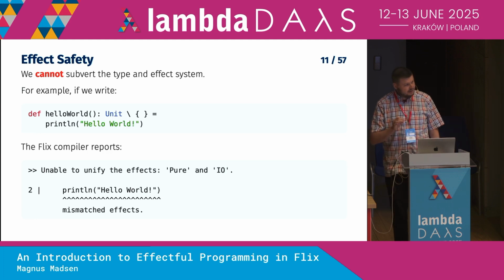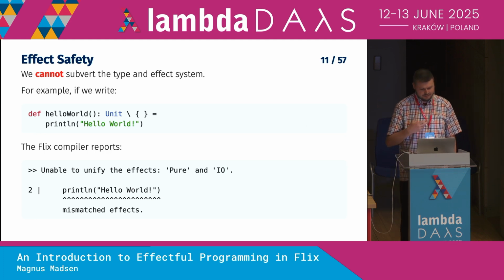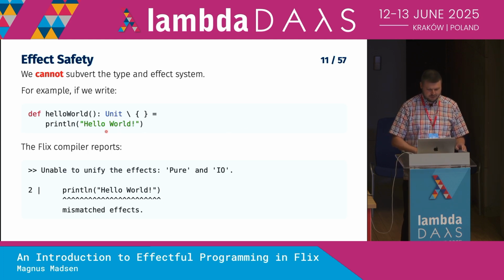Now, like a type system, a sound type system, the effect system gives guarantees. So ideally, and that's also the case in Flix, we shouldn't be able to subvert it. For example, if we try to print, but we are lying about the effect being there, we say, well, actually we are pure, then our program will not compile. So the effects we have here, we can trust. They're checked by the compiler.